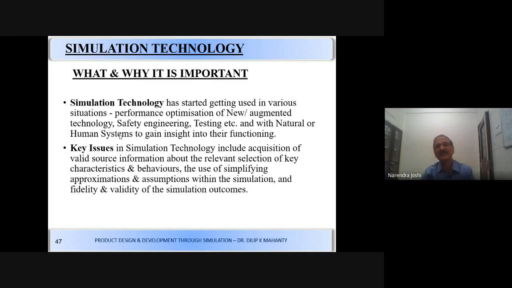The key issues involve acquisition of valid source information about the relevant selection of key characteristics and behaviors, that is the input, the use of simple approximations, the method, and then the kind of accuracy.